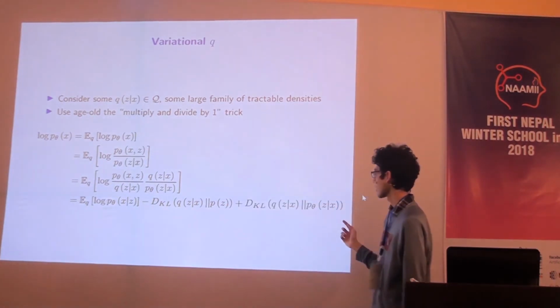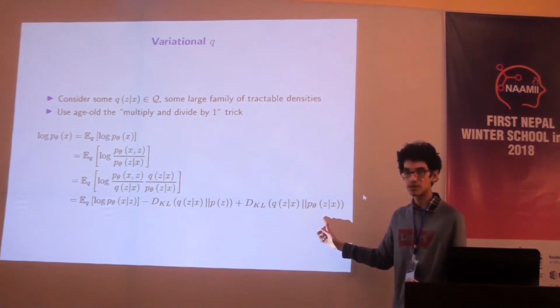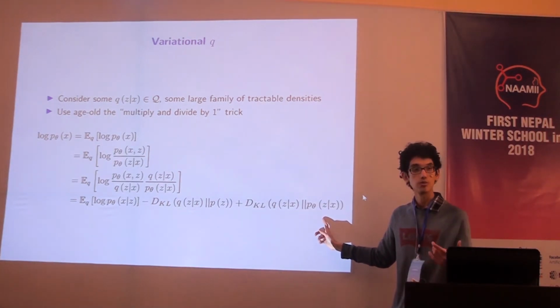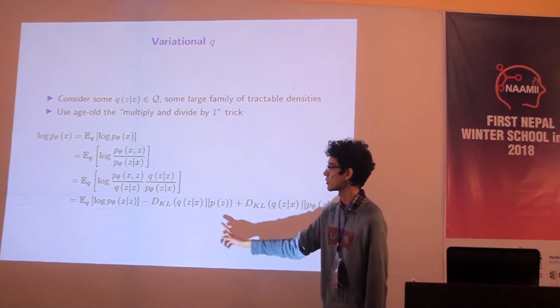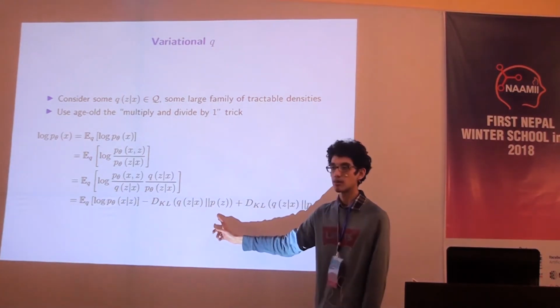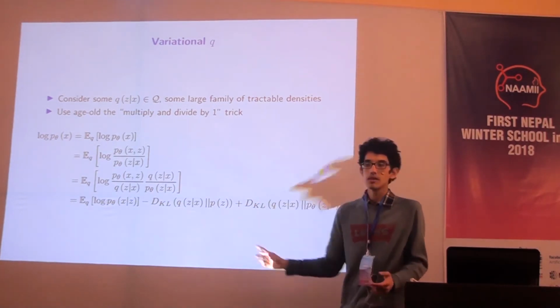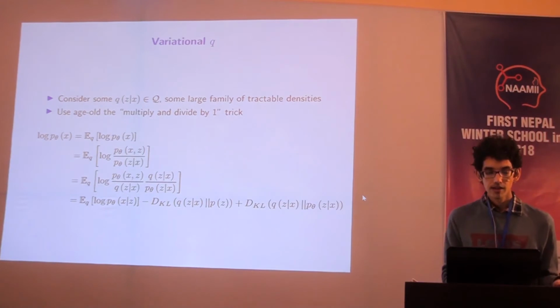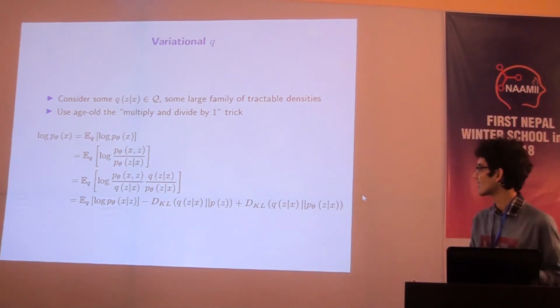And the difference between these two KL terms is one of them is the difference between Q and my posterior, like the true posterior of Z given X. And the other one is a KL divergence between Q and my prior over configurations Z, right? So at this point, Q is just some arbitrary guide function.